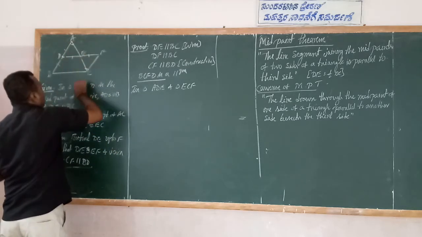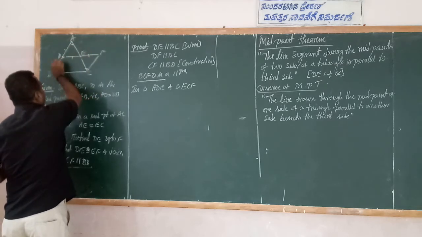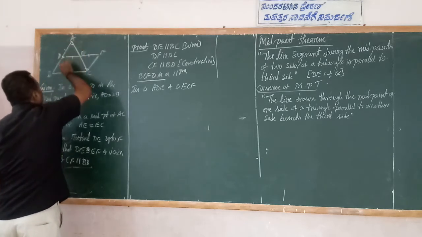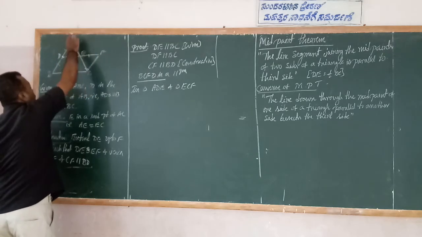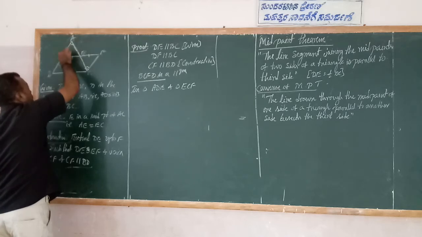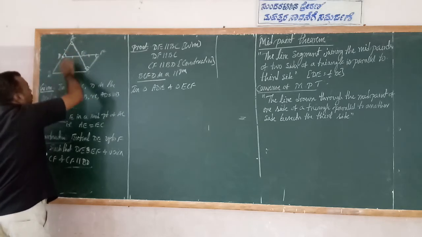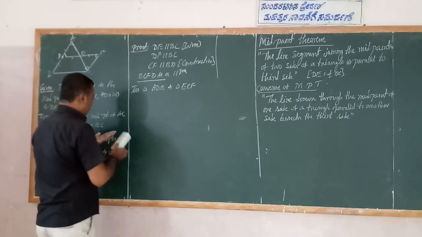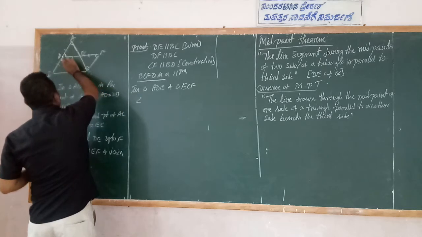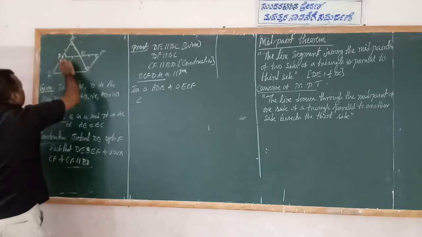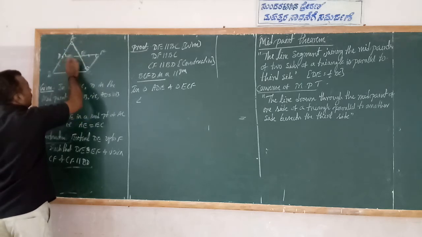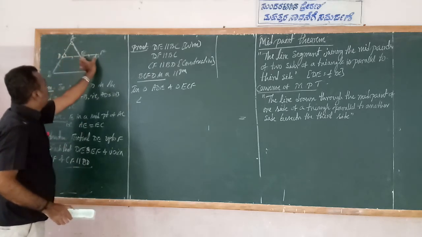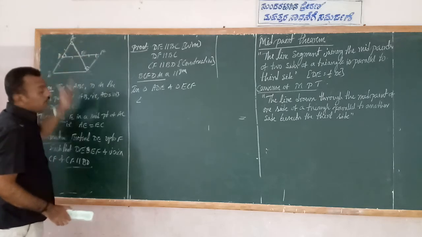In ADE and ECF, angle A is equal because DF is parallel to BC. That's why this is the transversal. When these two are parallel lines, this angle and this angle are equal, and this angle is also equal because these two are parallel lines. So it becomes a transversal. Therefore, angle DAC, this angle and this angle. The remaining: we have to take DE is equal to FC. So this is one of the sides, and these are two angles. AAS condition. Is it right?